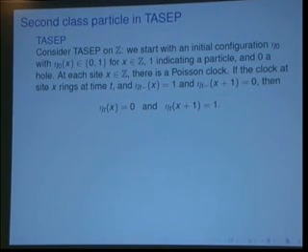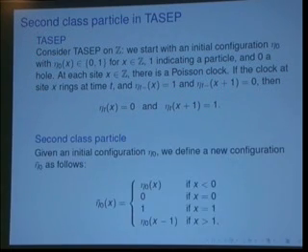When the clock rings, if there's a particle, it would like to move to the right, but it can only move if there's a hole to the right of it. It cannot jump onto another particle. That's why it's called an exclusion process. So there's a little reminder here on the blackboard of that idea. And so all the particles are moving to the right in this process.